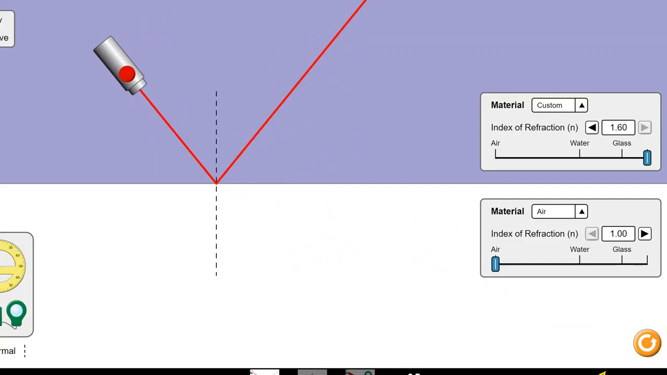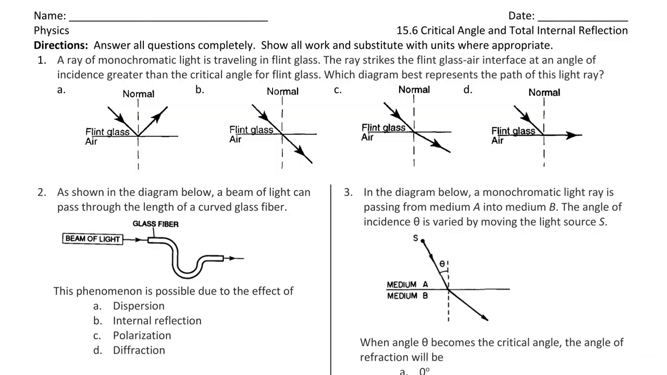Okay, so let's do some problems. Number 1 says a ray of monochromatic light is traveling in flint glass. The ray strikes the flint glass-air interface at an angle of incidence that's greater than the critical angle for the flint glass. Which diagram best represents the path of this light ray? You have to know what the critical angle is.